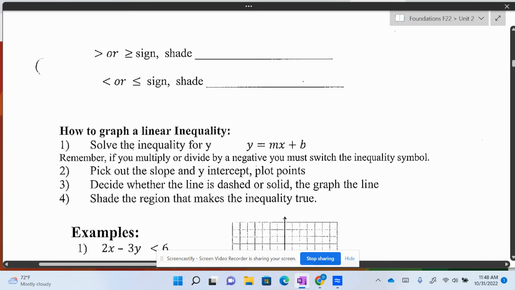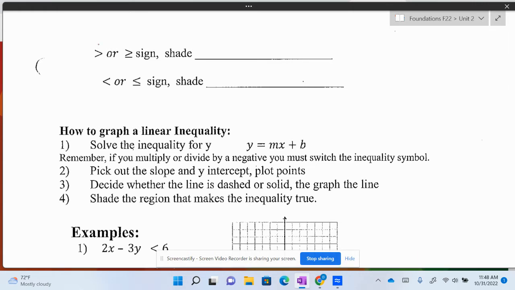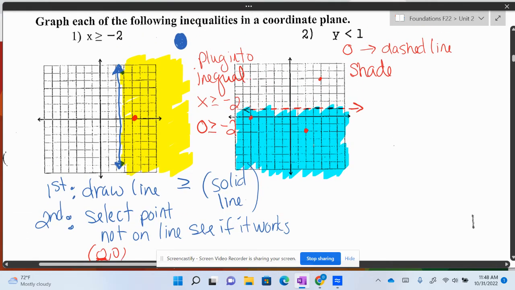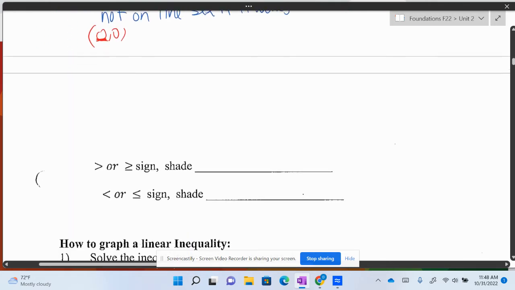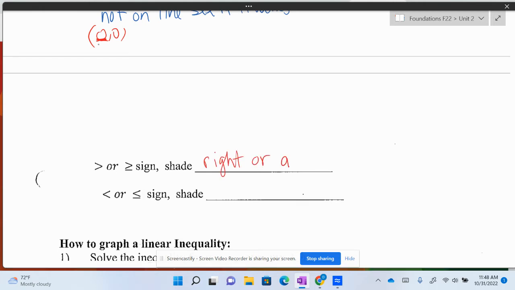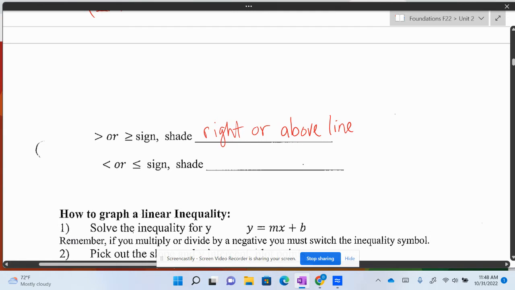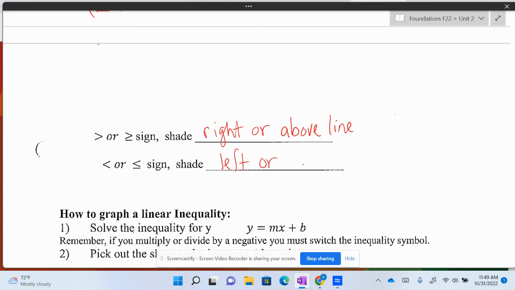So let's talk about what we noticed. When you have a greater than sign or a greater than or equal to sign, it looks like you shade to the right or above the line. And when you have a less than or a less than or equal to sign, it looks like you shade left or below the line.